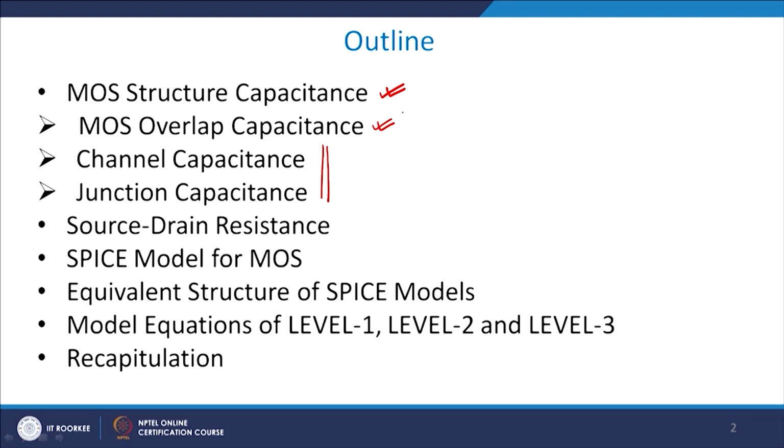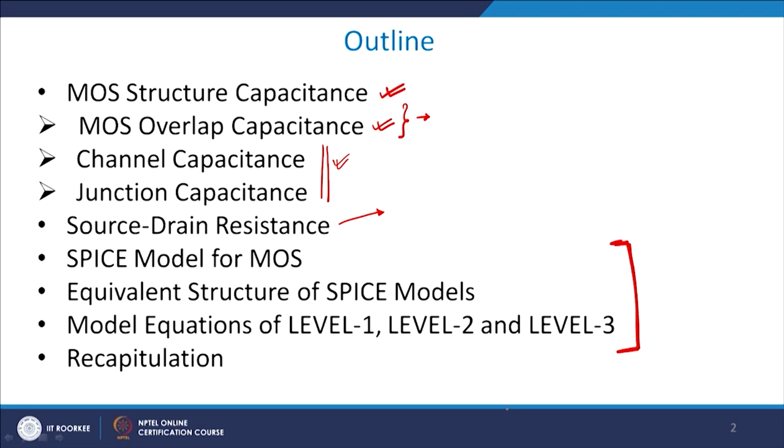The overlap capacitances are primarily because of problems with fabrication and so on, but channel capacitance and junction capacitances will always arise even with the best fabrication facilities. The meaning of source drain resistance should be clear to you as a designer, and then we will be entering into what is known as a SPICE model for MOS devices.